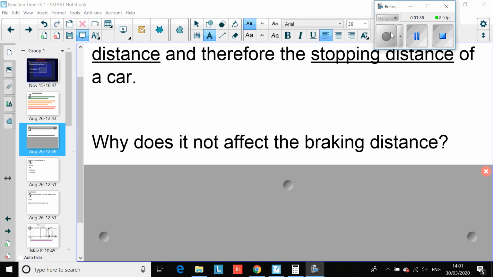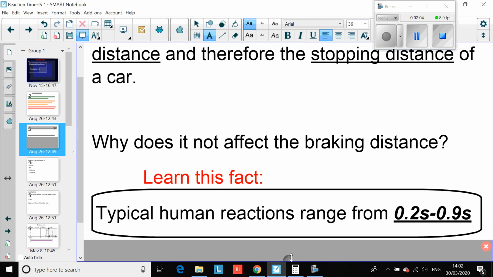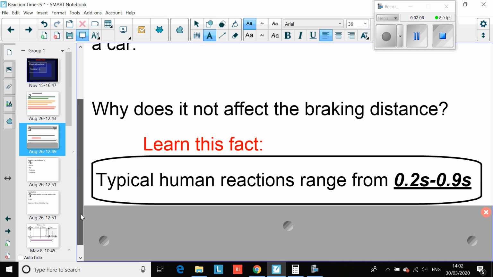Okay, so the key reason why your reaction time does not affect your braking distance is because your braking distance is the distance you cover while under a braking force. You have already pressed the brake pedal down and you are exerting a force onto the brake discs of the car. So if you're already doing that, your reaction time at this point is not going to affect your braking distance.